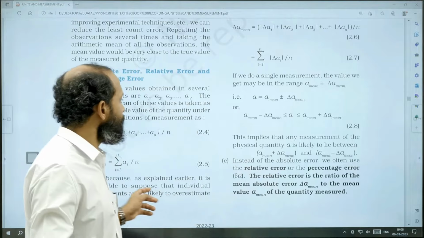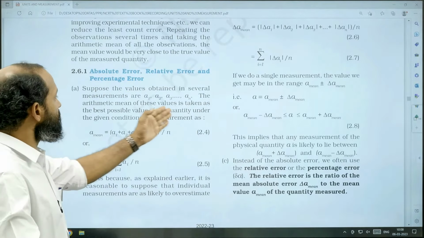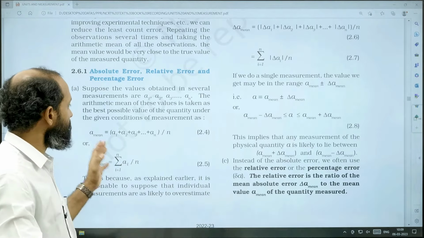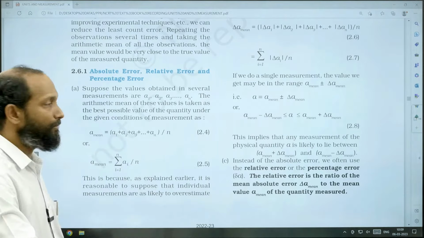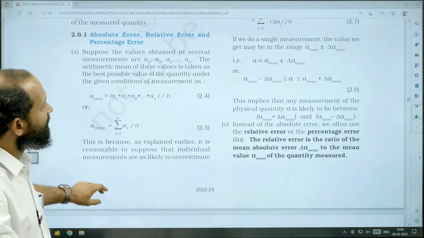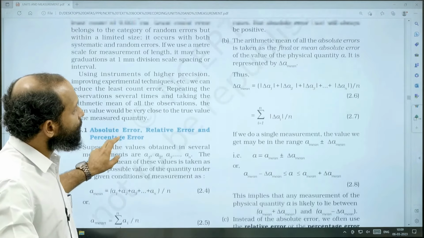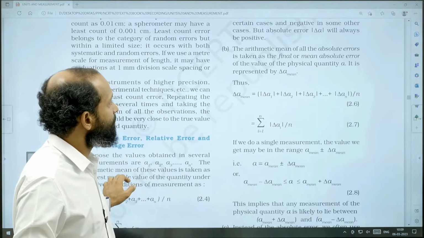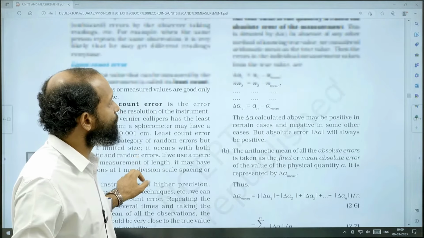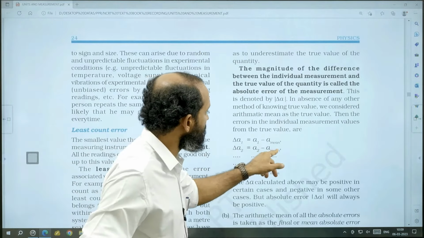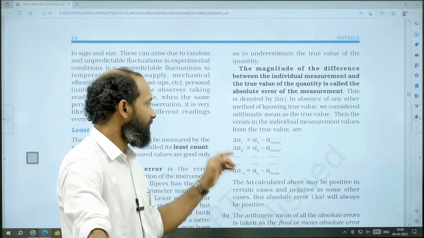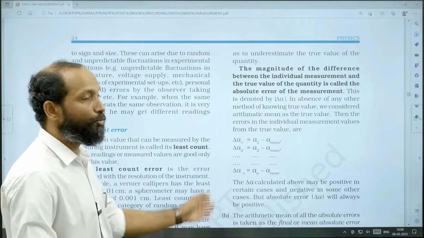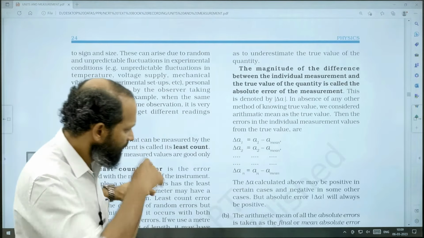If A1, A2, A3, A4, etc. are the observed values of a given measurement, the arithmetic mean is A1 plus A2 plus A3 plus etc. plus AN, all divided by N. That is the arithmetic mean. Then we have to find the deviations from the mean. Each of those deviations is denoted as delta A1, which is A1 minus A mean. Delta A2, the deviation of the second observation, is A2 minus A mean, and so on.